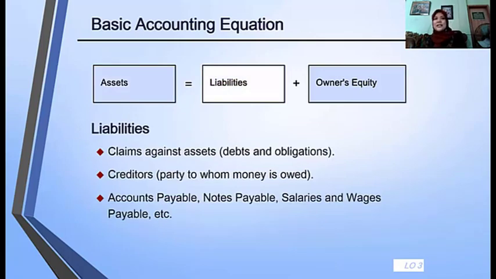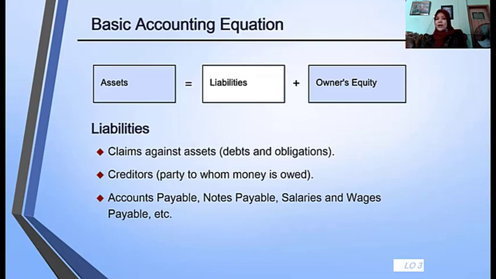The second component in the accounting equation is liabilities. What are liabilities? Liabilities are claims against assets, that is, debts and obligations. Those are the examples for liabilities: debts and obligations. And we call those who lend to us creditors. Creditors are the party to whom money is owed.